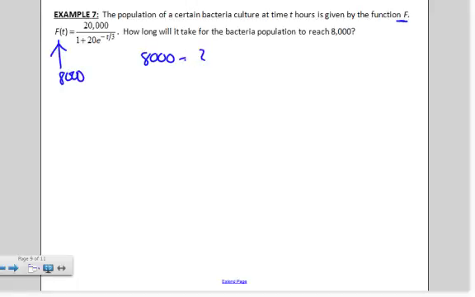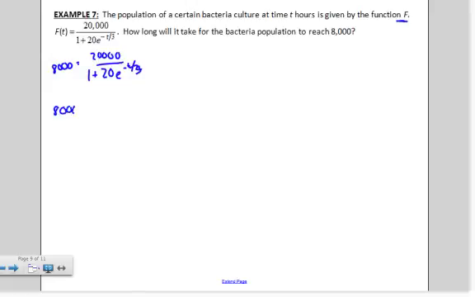We're going to use a lot of space, so you might want to just start from here, and we'll fill in 8,000 for f of t equals 20,000 over 1 plus 20 e to the negative t over 3. All right, so the first problem we have here is that denominator, so let's multiply both sides by it. So we get 8,000 times parentheses 1 plus 20 times e to the negative t over 3 equals 20,000.